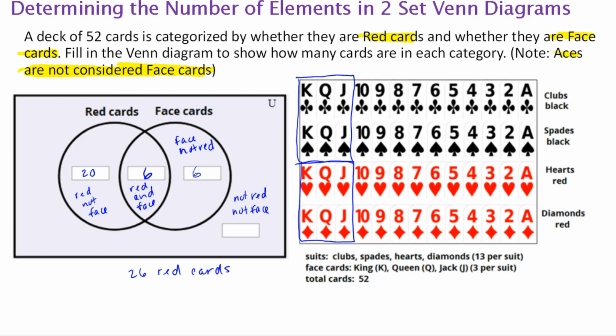And now we have one final piece, which you can't forget. These are cards that are not red cards and not face cards. If they're not red, they're not these. And if they're not face cards, they're not these. So these are black non-face cards. And notice if you count them again, you would get 20. And we've completed the Venn diagram.